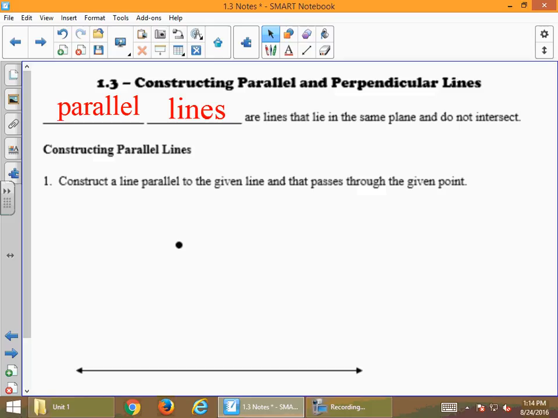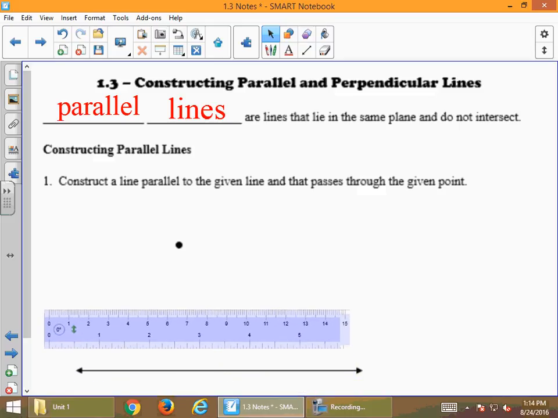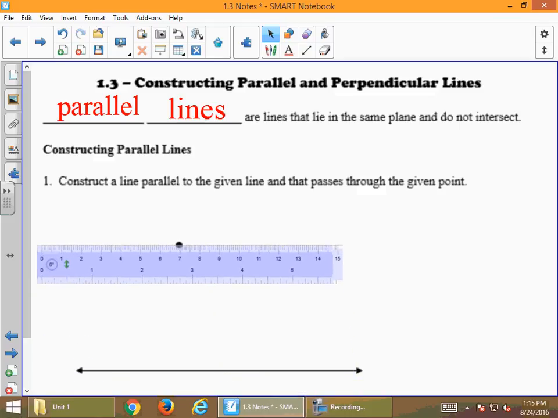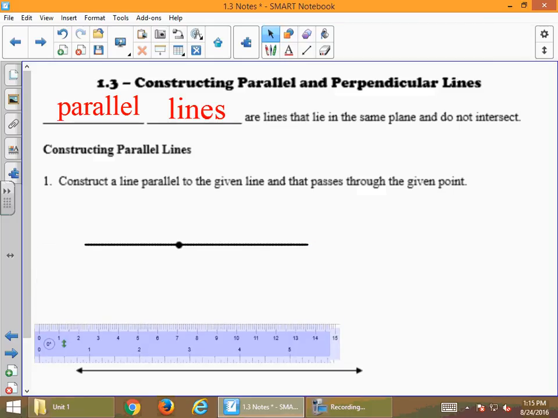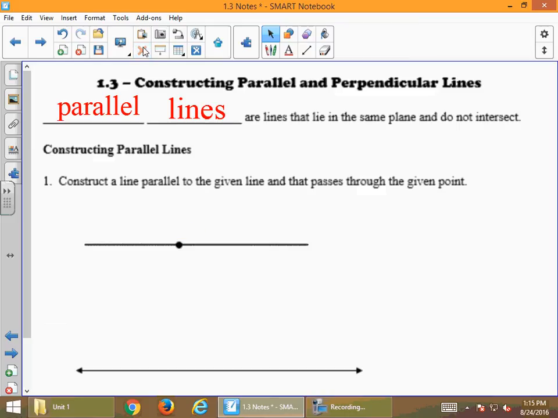So this one says, construct a line that is parallel to a given line and passes through a given point. I know what somebody in here is going to try to do, and it's going to be wrong. Someone's going to take their straight edge, line it up with that line, and slowly drag it up to that dot and say, yep, that's my line right there. That is not correct. That is a line, yes, but we don't know if it's parallel or not because we need to have those marks. So please make sure you're doing this correctly.